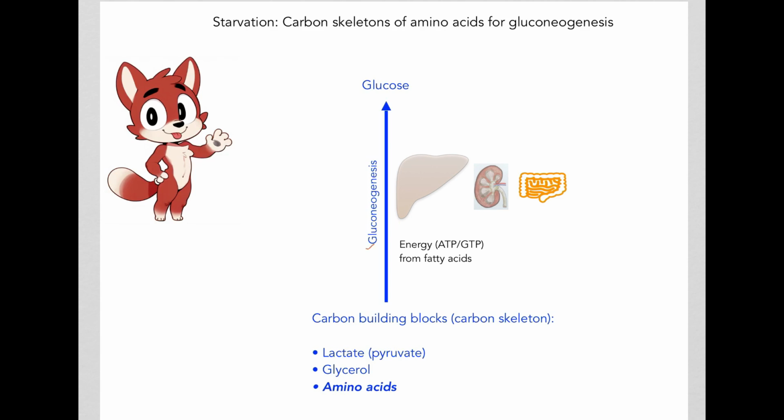However, gluconeogenesis also requires carbon skeletons, building blocks to make new glucose. And these carbon skeletons include lactate, which can be converted to pyruvate or pyruvate to lactate through the enzyme lactate dehydrogenase. Another important precursor or carbon building block of gluconeogenesis is glycerol, and the third one is amino acids. In this video, we shall focus on amino acids as carbon building blocks for gluconeogenesis.